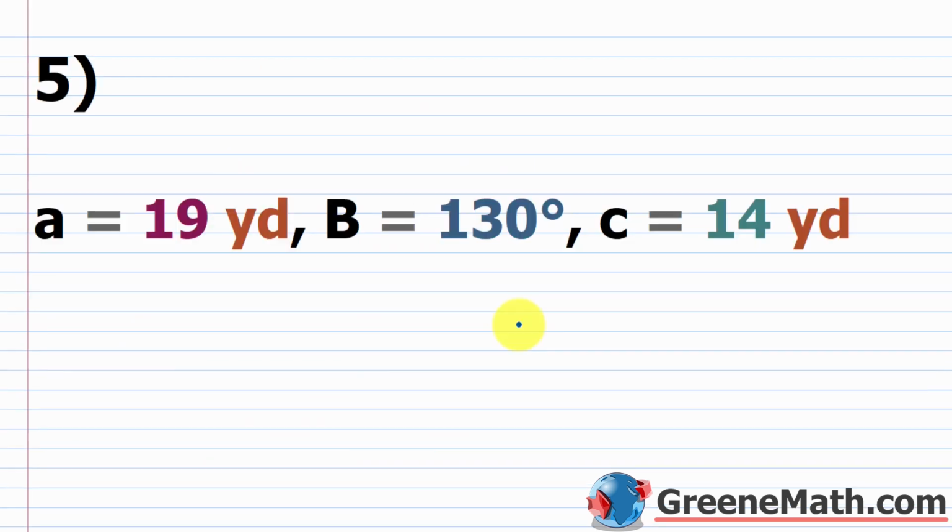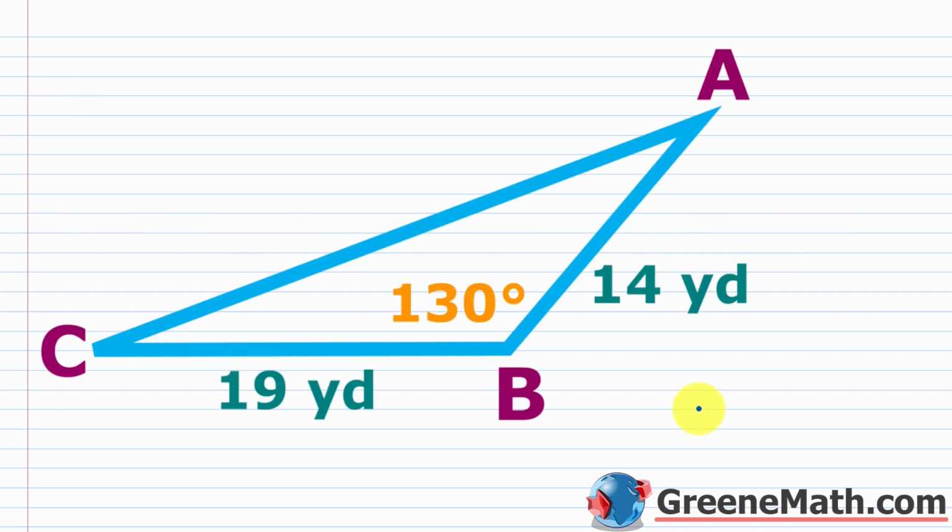All right, let's take a look at problem number 5. Here we're given a length for side A of 19 yards, a measure for angle B of 130 degrees, and a length for side C of 14 yards. Looking at the little sketch, we can see we have side-angle-side. The first thing I'd want to do is figure out the length of this side here. Let's just call it B, since it's opposite of the angle B.